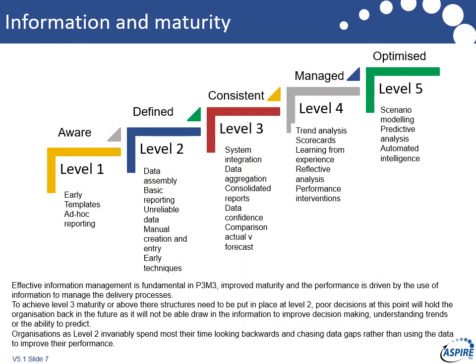Okay, and just linking it back to maturity. So I've mentioned a couple of times during the video that it's linked to performance and P3M3. So level 1 is awareness, level 2 is a defined process that some people follow. Level 3 is consistent process, then we're managing it, which is trend analysis. And level 5 is predictive analysis. All these are basically driven by data.